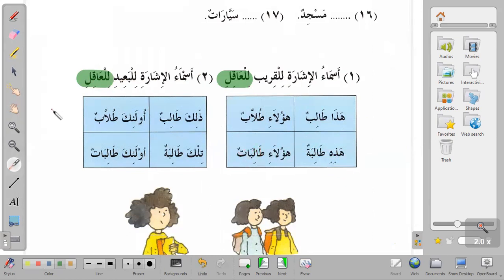All that is clear. So now let me try to choose something here. Hope you can see. And then I hope you can see here. The plural has changed. Okay, it has changed to the plural. Haulai. Okay, now let me come. Here, when it is far away, Zalika Tolibun, Ulaika Tulabun, meaning they are far away. Lil Ba'id, here, Lil Ba'id. Okay, so Tilka Tolibatun, and then Ulaika Tolibatun.